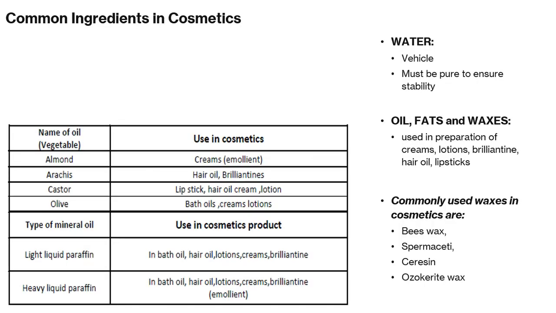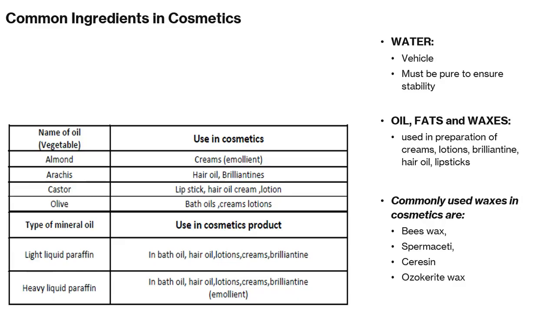We also have vegetable oils that are used in cosmetics: almond, arachis, castor, and olive. And we see here that they are used in creams, hair oil, brilliantines, lipsticks, lotion, and bath oils. They also have 2 types of mineral oil: light mineral oil or liquid paraffin, and heavy liquid paraffin. And these are emollients, right? That is why we mentioned the definition in the part 1 recording.